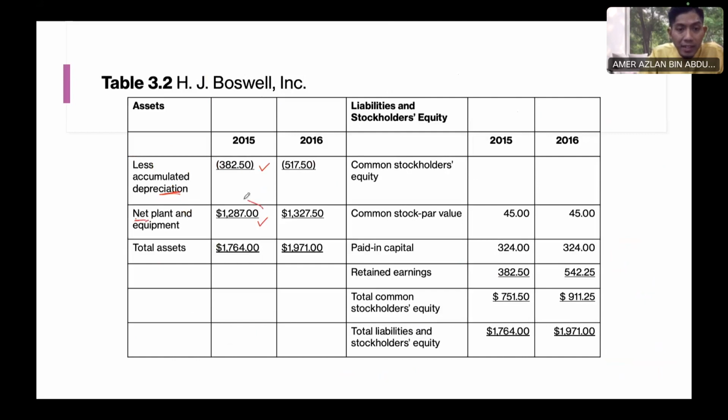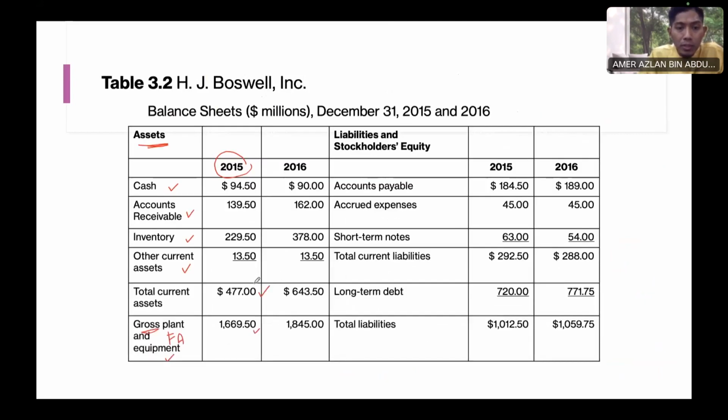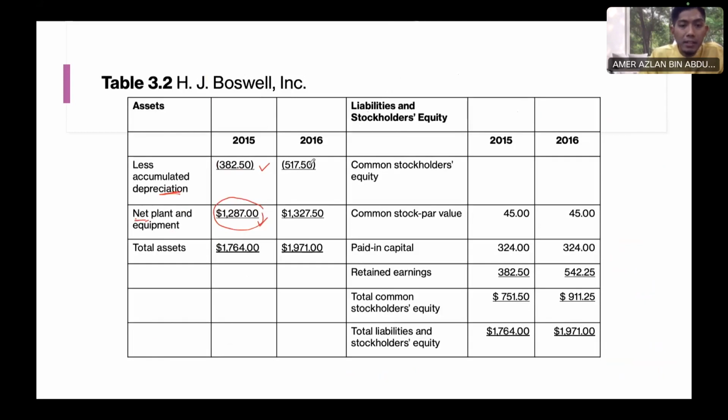So with this net plant and equipment, plus the total current asset of 477, therefore you get a total asset worth around 1764. So this is the total asset for Boswell in 2015. And how does the company finance this total asset worth 1764?